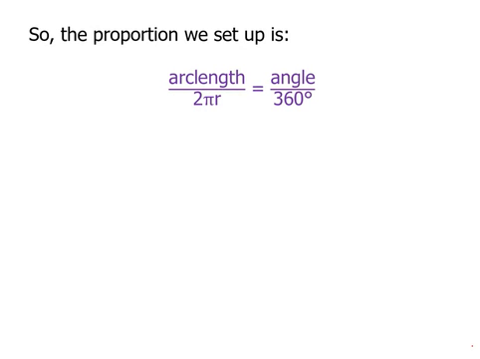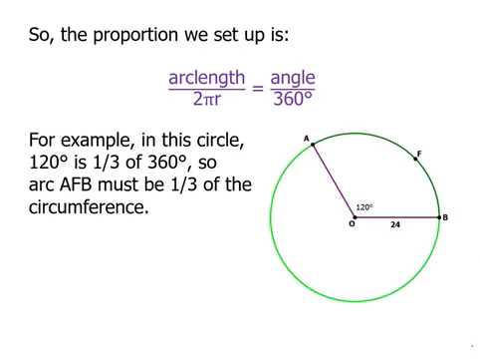And again, don't just memorize this. Make sure you understand why we're doing part to whole with both the lengths and with the angles. So for example, in this circle, 120 degrees is a third of 360, so arc AFB must be a third of the whole circumference. So the whole circumference, 2 pi r, is 48 pi. Well, a third of that would be 16 pi.